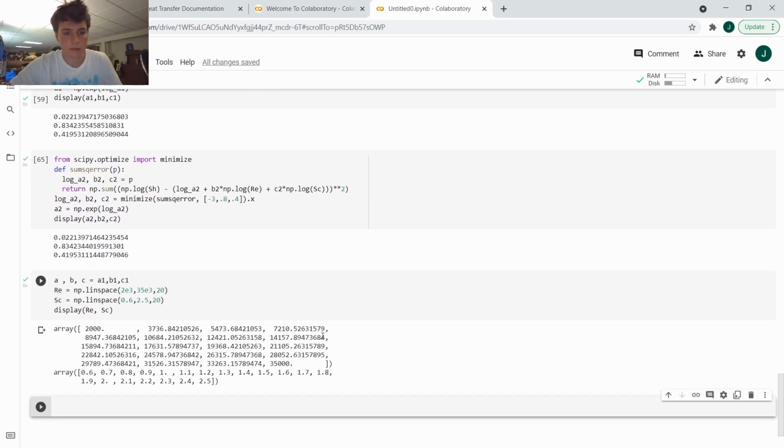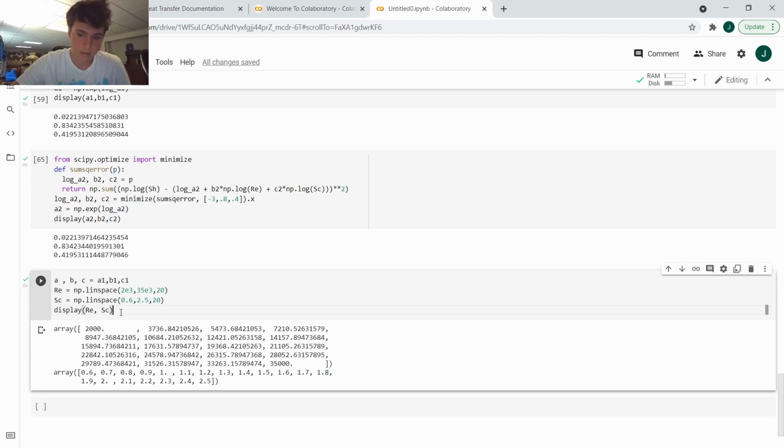There we go. So the Reynolds numbers are just from 2,000 to 35,000, 20 points where they're all spaced equally apart. And then the Schmidt numbers are just from 0.6 to 2.5, there's 20 points, and the spacing between each point is equal. And now what we're going to be doing here is we want to make a wireframe plot.